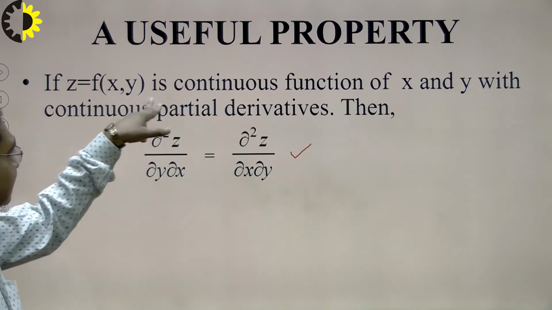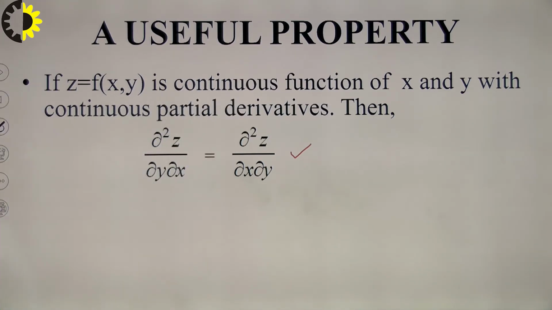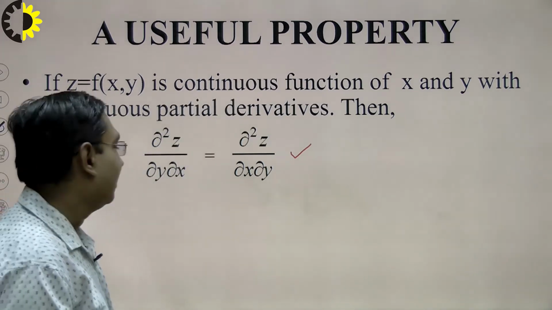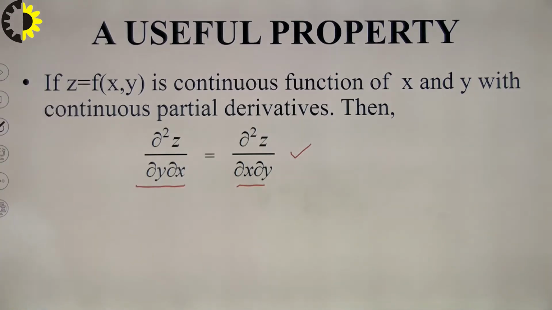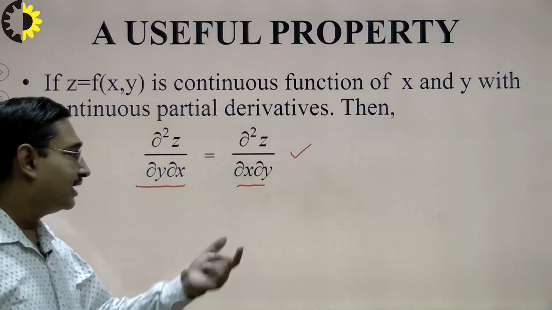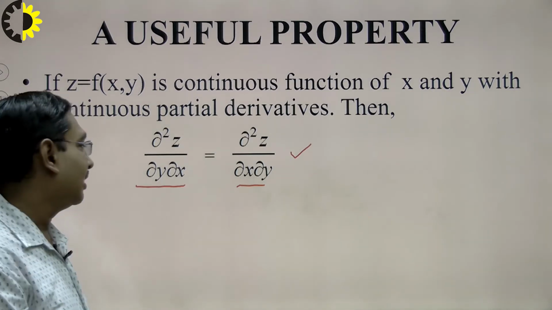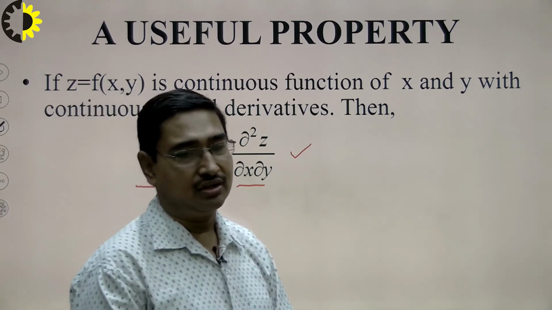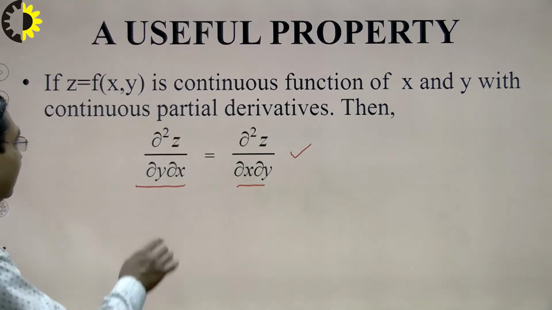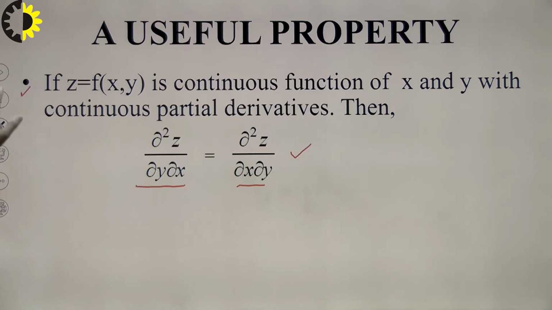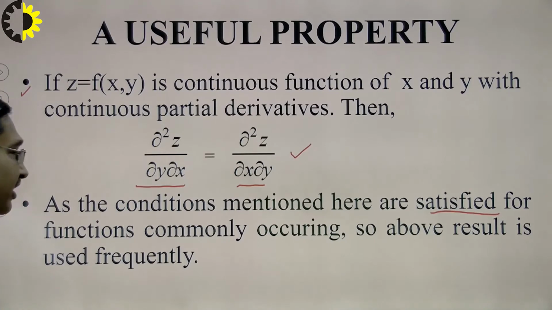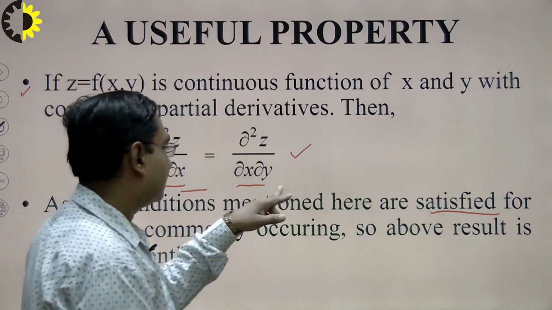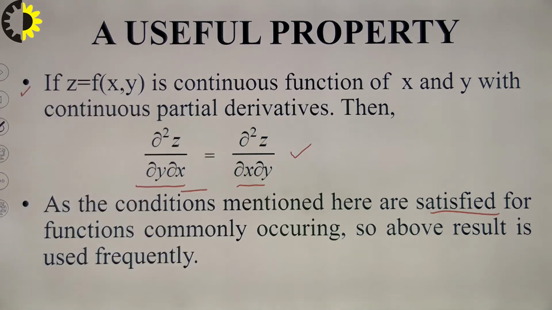If z is a continuous function of x and y having continuous partial derivatives, then del 2z over del y del x is equal to del 2z upon del x del y. That is, in that case we don't need to bother about the sequence of differentiation. Now, the conditions mentioned here are satisfied for functions commonly occurring in front of us. So, these results will be used very frequently.